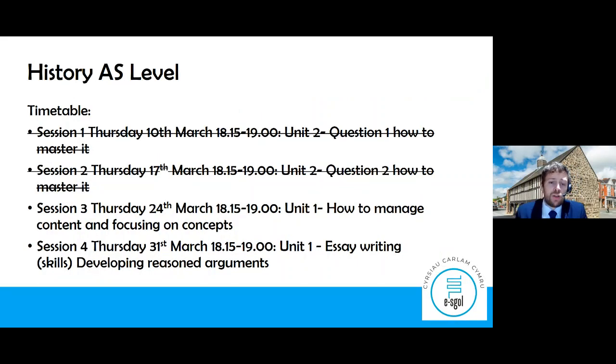So that's our second session done. Question 2, Unit 2, how to master it. Next week then we'll look at how to manage content and focusing on the concepts in AS level history in Unit 1. And then the week after we'll look at essay writing, some tips for essay writing.